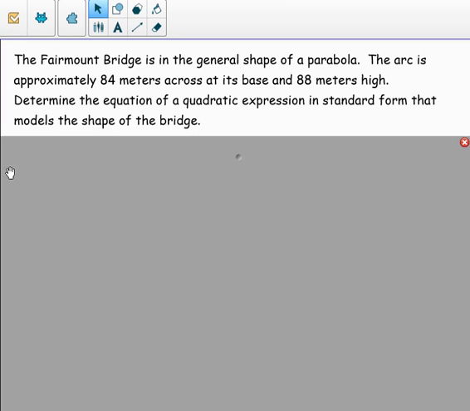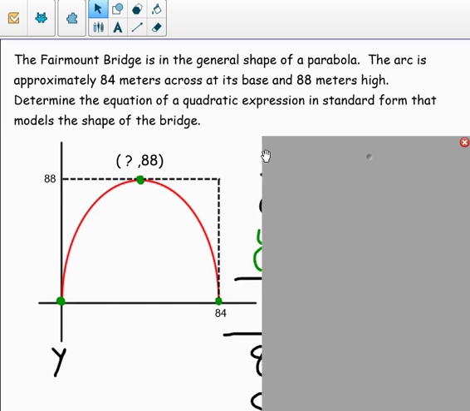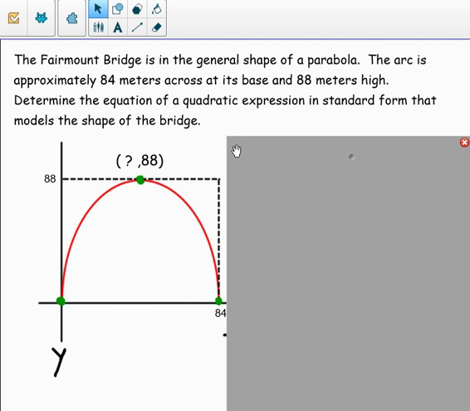So I've made a small graph here, which will show me a bit of an overview for this bridge. This is the parabola, in the red. The height is 88 meters high, and the width of this is 84 meters across.